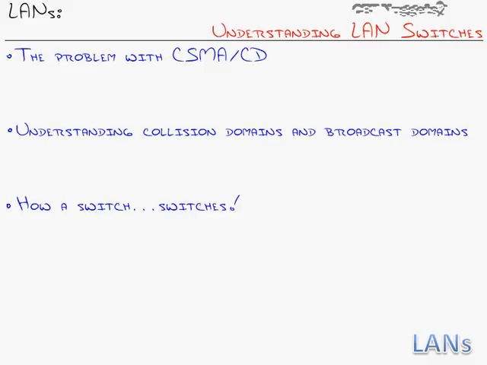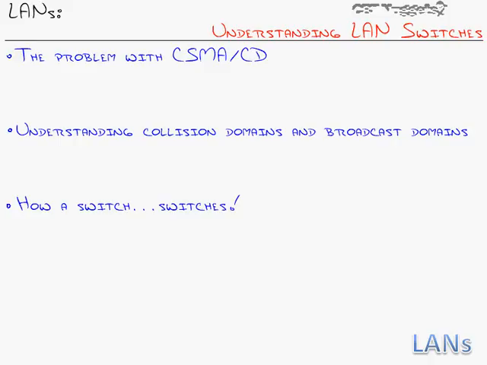We're moving from Ethernet technology now into the specific implementation of Ethernet in our networks today, LAN switches. So we're going to take a brief moment to understand LAN switches and see what they're all about.